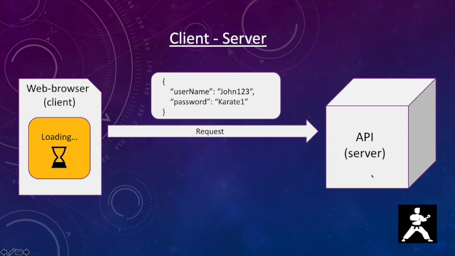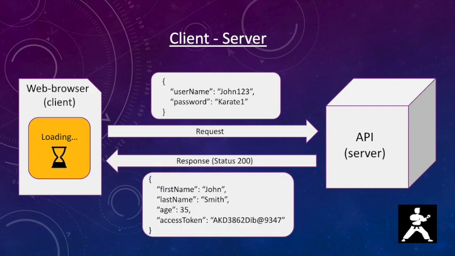Then our server is processing this request, and if the request was fine and the server was able to successfully process this request, it provides a response with status code 200, and we have a response body with first name John, last name Smith, age 35, and some, let's say, access token.